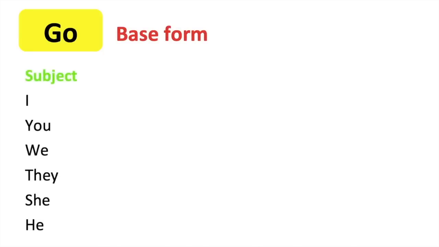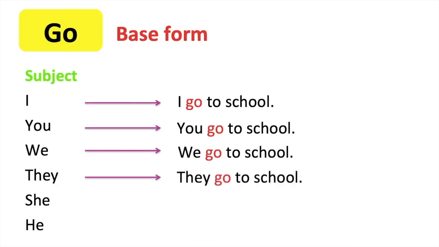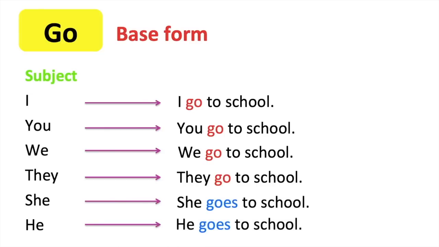So here I have all of the subjects. I, you, we, they, she, he. Now let's go through examples using the verb go. I go to school. You go to school. We go to school. They go to school. She goes to school. He goes to school. As you can see, for subjects she and he, we use the form goes.